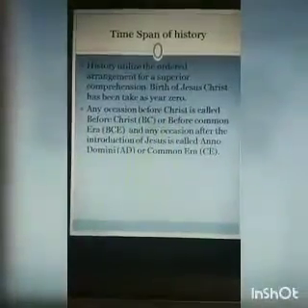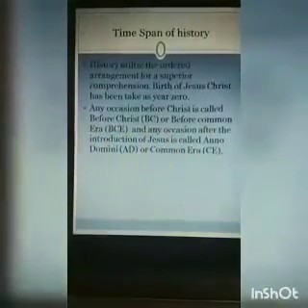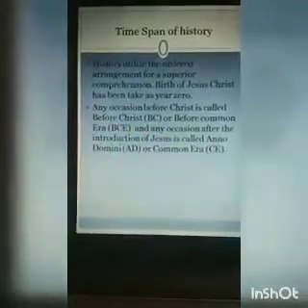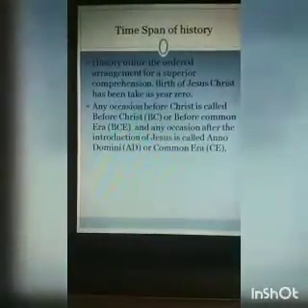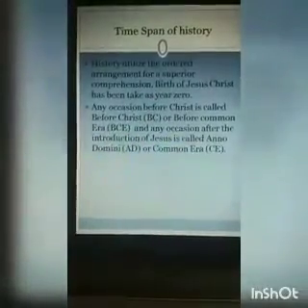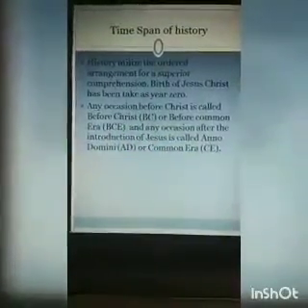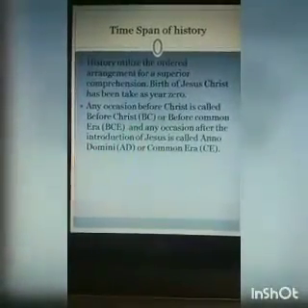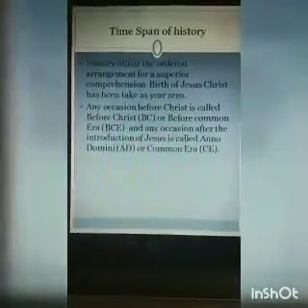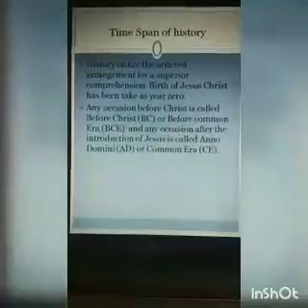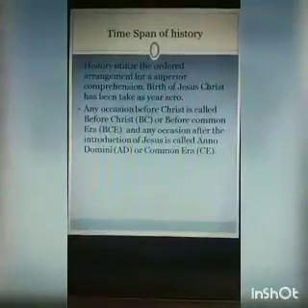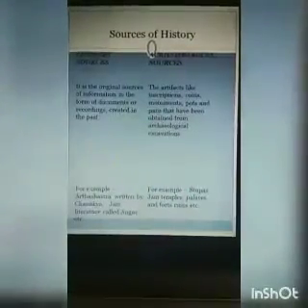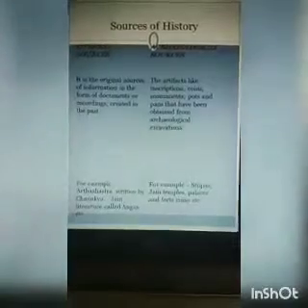Time span of history. Now how can we divide the time to understand the events properly? History uses chronological arrangements for better comprehension. The birth of Jesus Christ has been taken as year 0. Any event before Christ is called BC, that means Before Christ, or BCE, Before Common Era. And any event after the birth of Jesus is called Anno Domini, that means AD, or Common Era, that means CE.